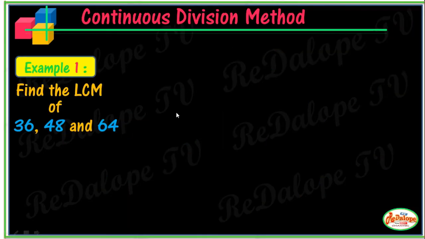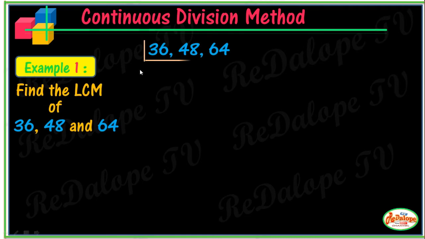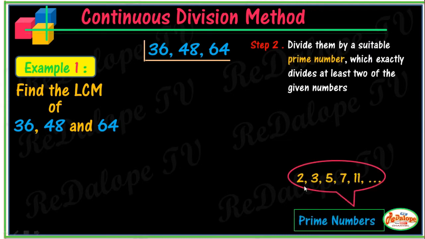So let's start with example number 1. Find the LCM of 36, 48, and 64. First, write the given numbers in a horizontal line or in a row, separating them with commas, then draw the inverted division. Now, kung ating mapapansin, 36, 48, and 64 ay exactly divisible by 2, so we will apply step number 2 using these prime numbers: 2, 3, 5, 7, and 11.